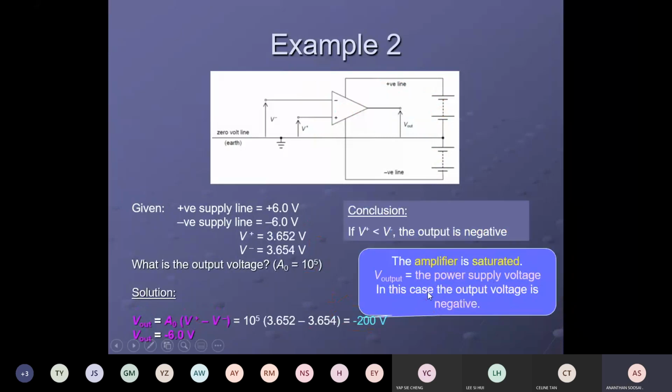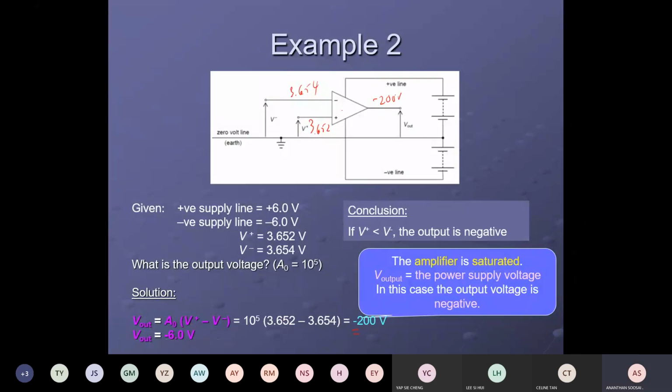Okay, for example, see this. Here V positive is 3.652 and V negative is 3.654. I put these two into the operational amplifier formula. 3.654 is greater. The negative input is greater, so the output will be negative. According to the op-amp formula, it is found to be negative 200 volt to be released here.